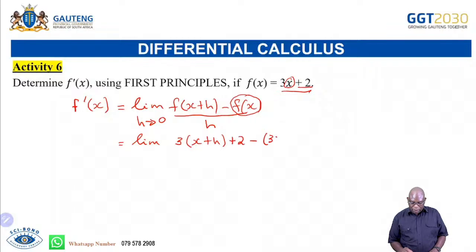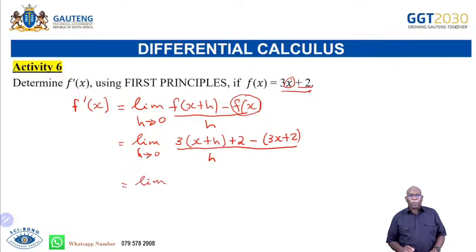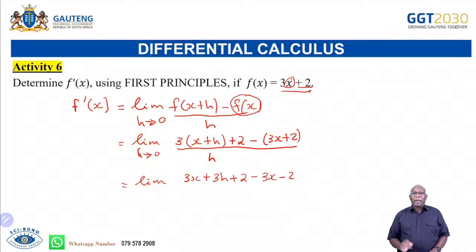So it's 3x plus 2. Then you put your h in there when h approaches 0. Then you clean up. So we have 3x plus 3h plus 2 minus 3x minus 2. The mistakes that we always do is just to multiply this one by that, and then we forget to multiply it by plus 2. Please, please, please check that. All over h when h is approaching 0.